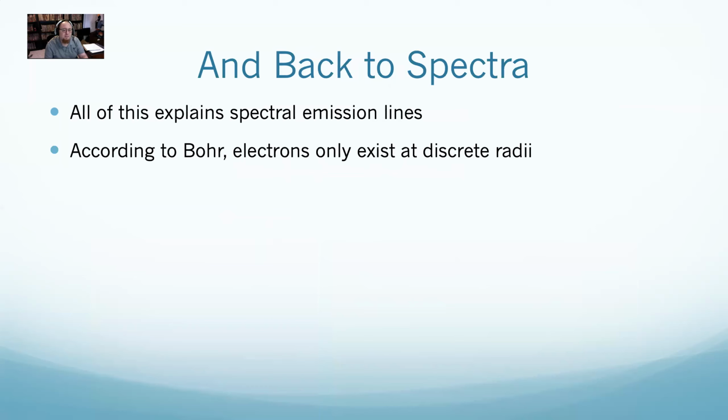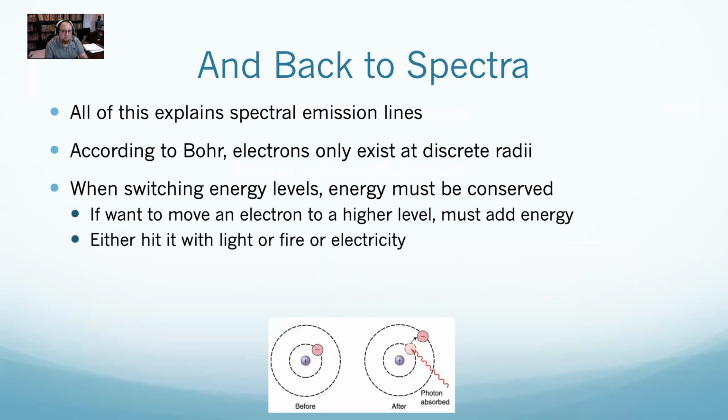You see, according to Bohr, electrons only exist at discrete radii. And if something switches energy levels, energy must be conserved. That if you move an electron to a higher energy level, you have to add energy. And you can add energy either with fire or electricity or light. And the emission spectra was, we shot electricity into something and we saw set spectrums of lines.